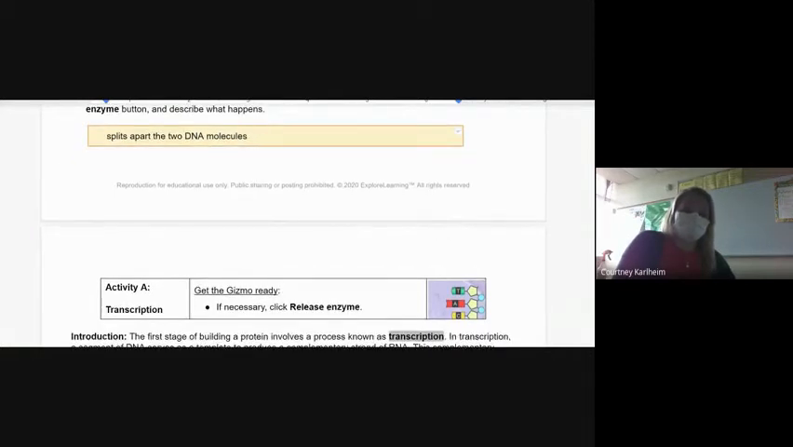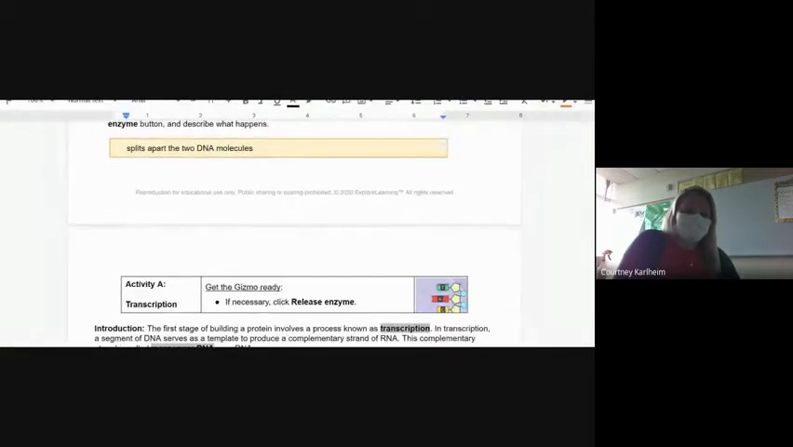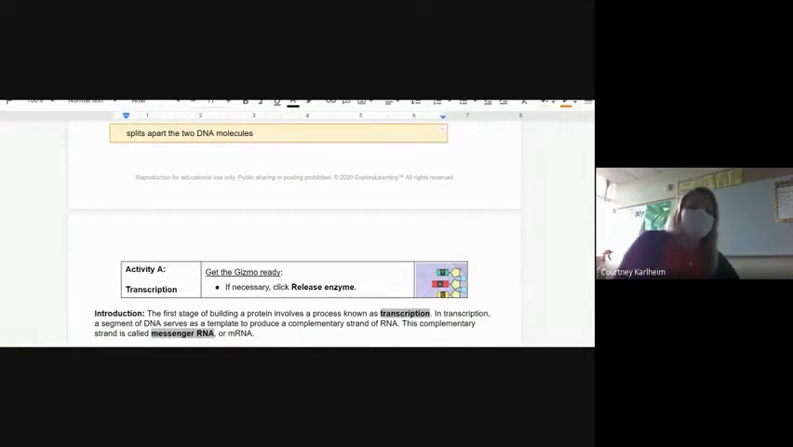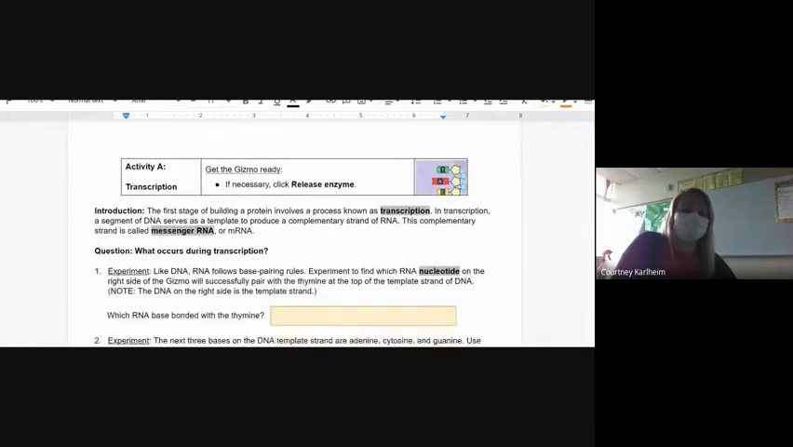Okay, so we already clicked release enzyme. All right, so the first stage of building a protein involves a process known as transcription. In transcription, a segment of DNA serves as a template, or the original copy, to produce a complementary strand of messenger RNA, which is also called mRNA. So we're basically going to be building it.